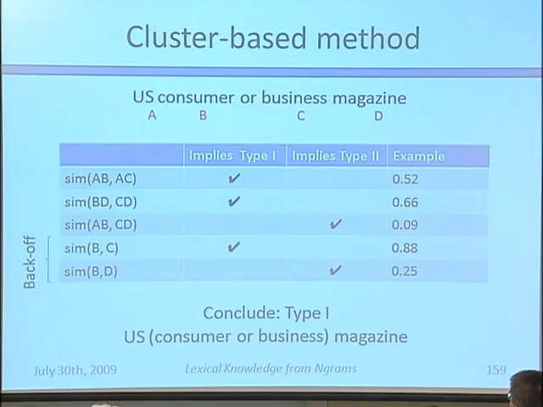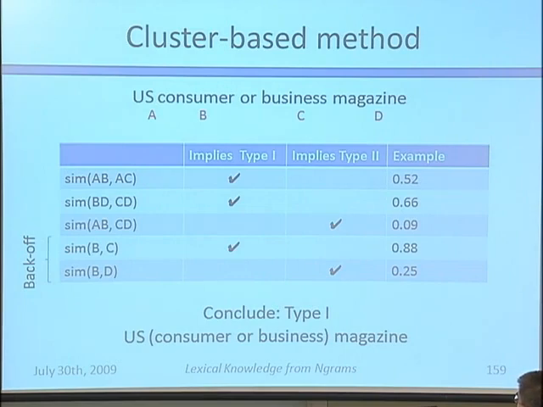And once we have this phrase similarity, we calculated phrase similarities for different constituents. So AB and AC, we calculated that. We calculated for BD, CD, and AB, CD, and so on. So AB and AC would tell you that US consumer is similar to US business, which means that there's a probability of consumer and business being bracketed together. So that would be type 1. Whereas if AB and CD were more similar, then we would bracket US consumer separate and business magazine separate, and that would be type 2.